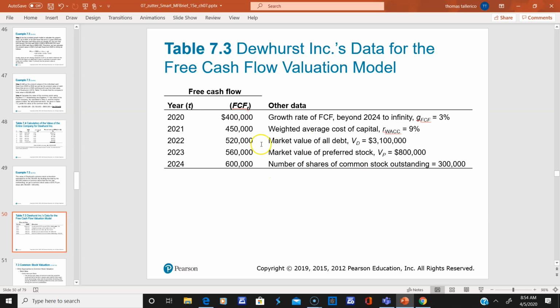So here it is in a nice little table. Here are the free cash flows, and we get the year 2020, and then we break this down for 2021. Here's the weighted average cost of capital. Here's the growth rate. Here's the value of debt. Here is the preferred stock. And here's the number of shares outstanding. So this is just a nice table that puts everything in one place for that model.